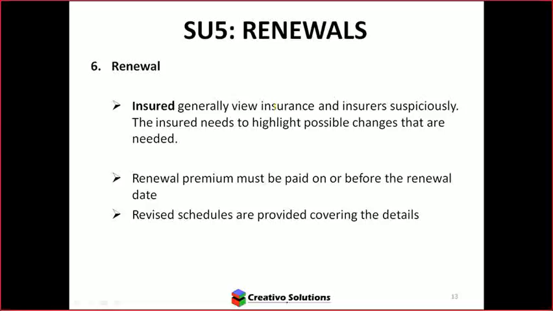What is the insured? We spoke about them before. You should have a good idea of what that is. The insured is me. Correct. The insured is the client that's taking out cover.